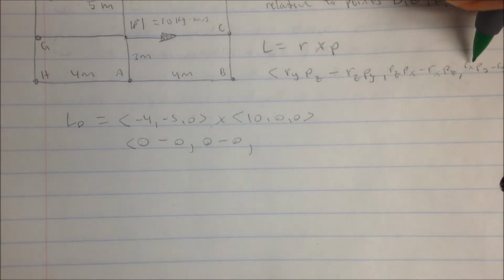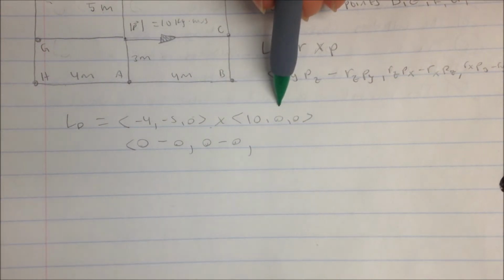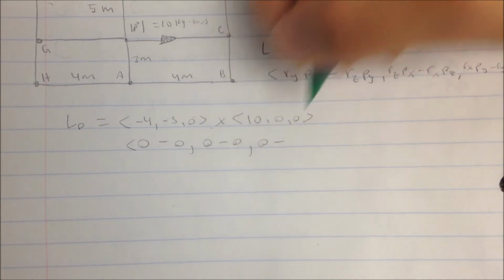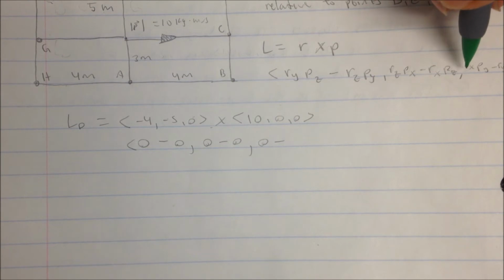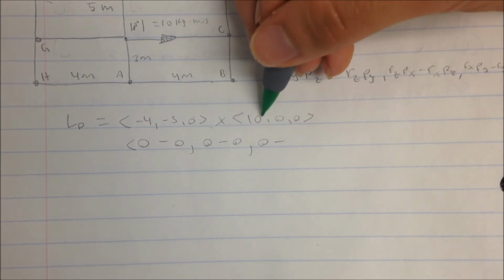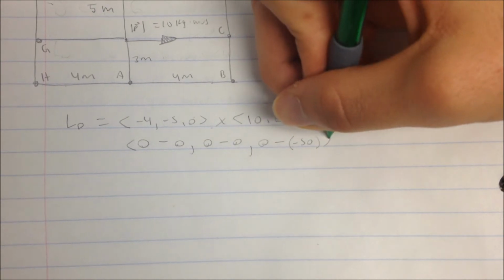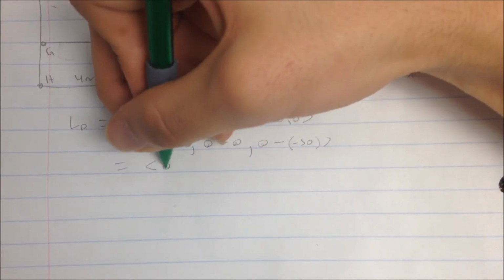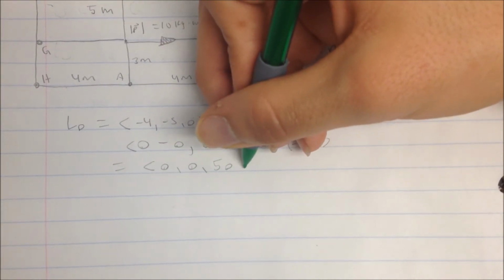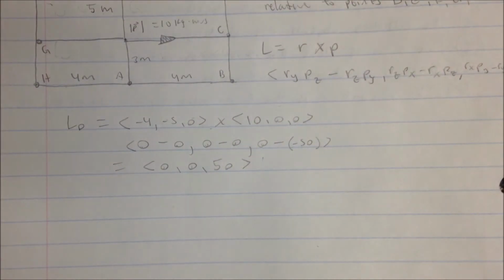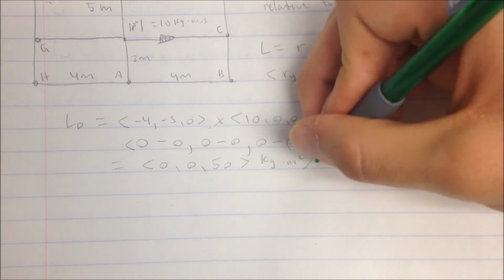And then for the z component, it would be Rx, which is -4, times Py, which is 0, so 0, minus Ry, which is -5, times Px, which is 10, so it would be -50, which gives us 0, 0, and then a positive 50 in the z component. Kilograms times meters squared per second.